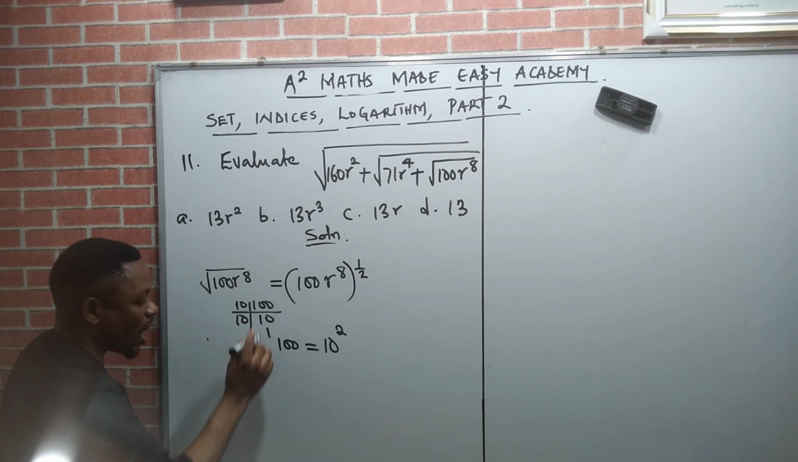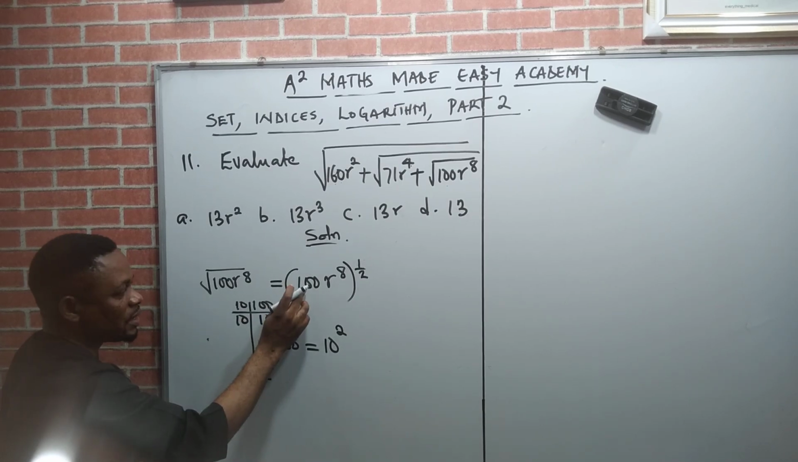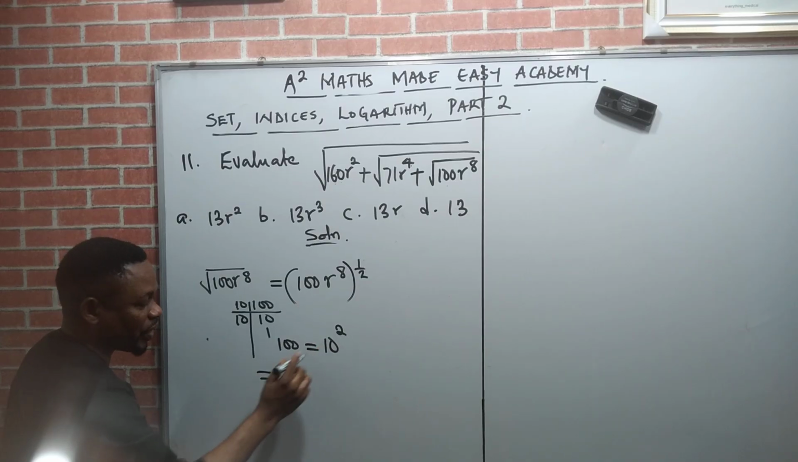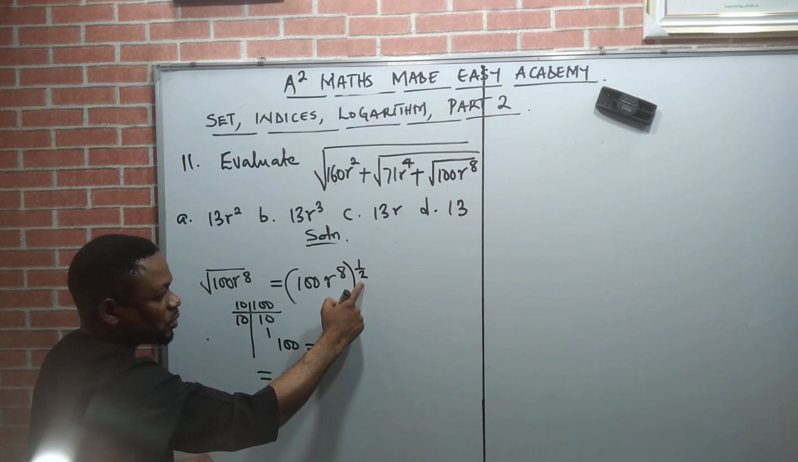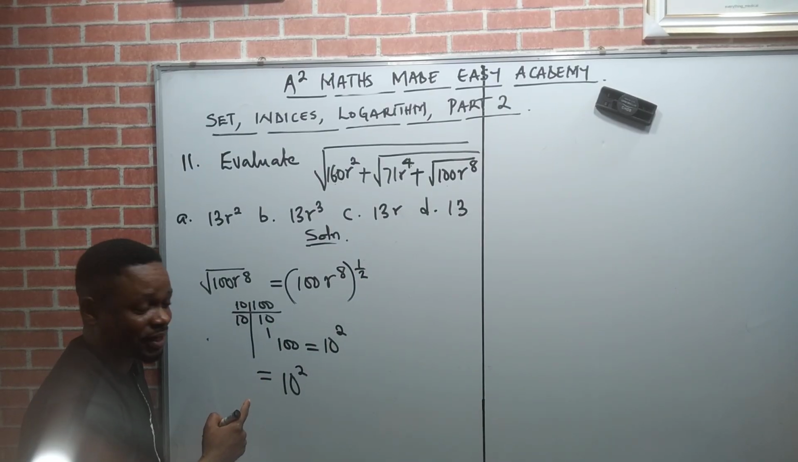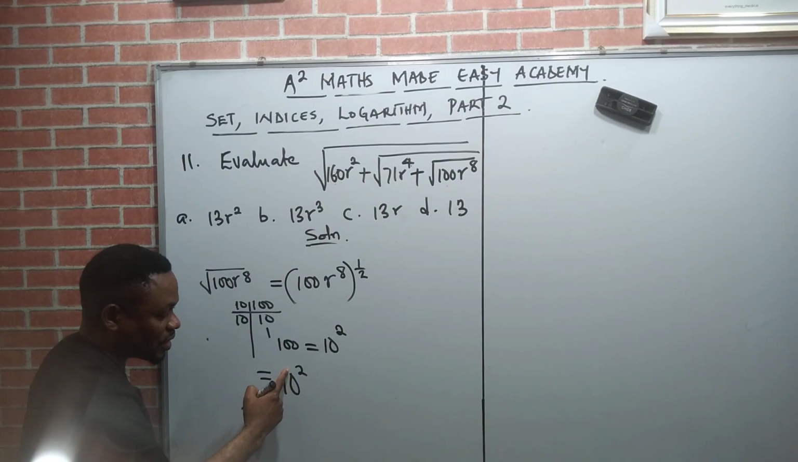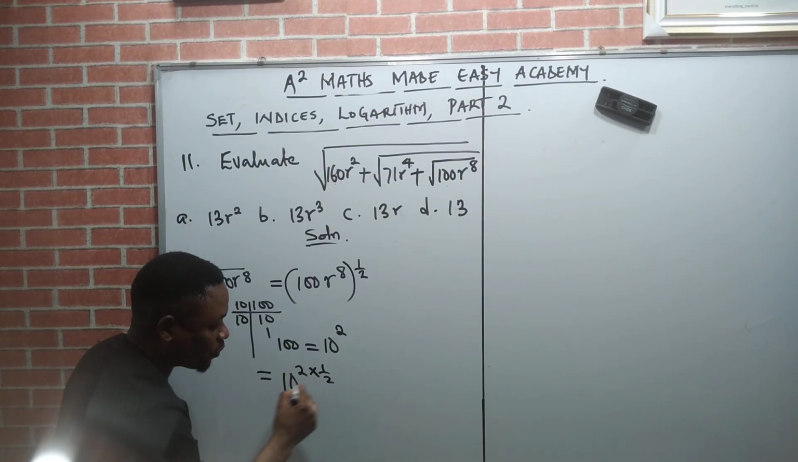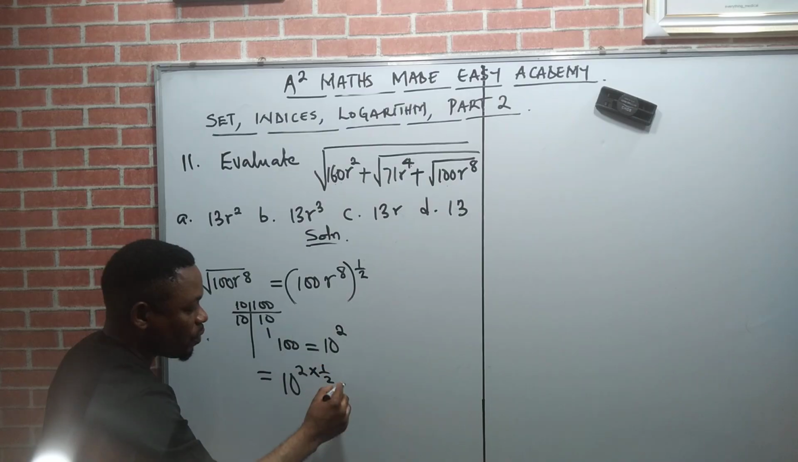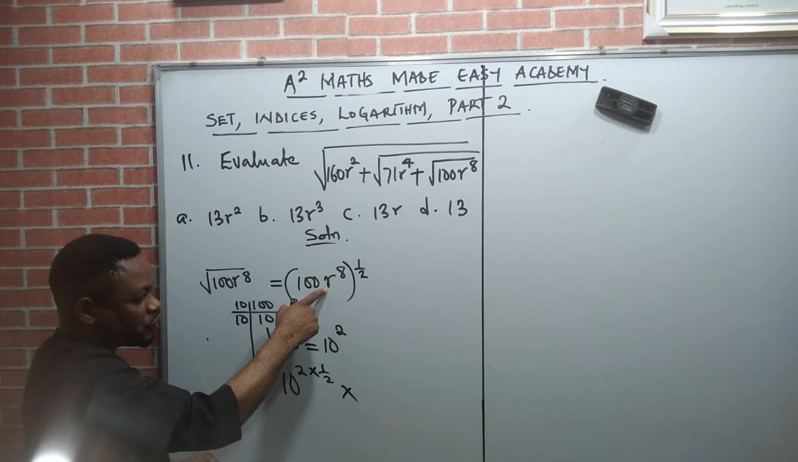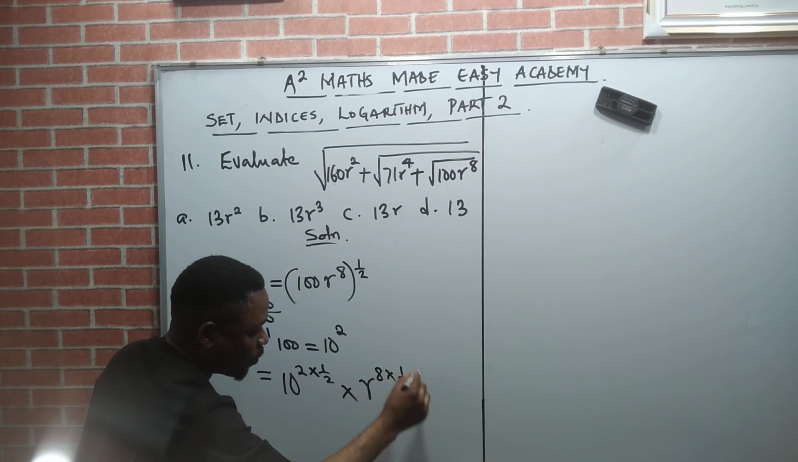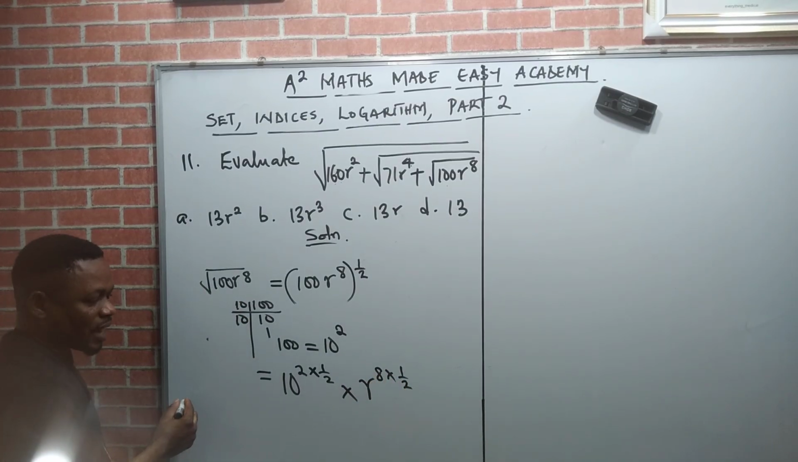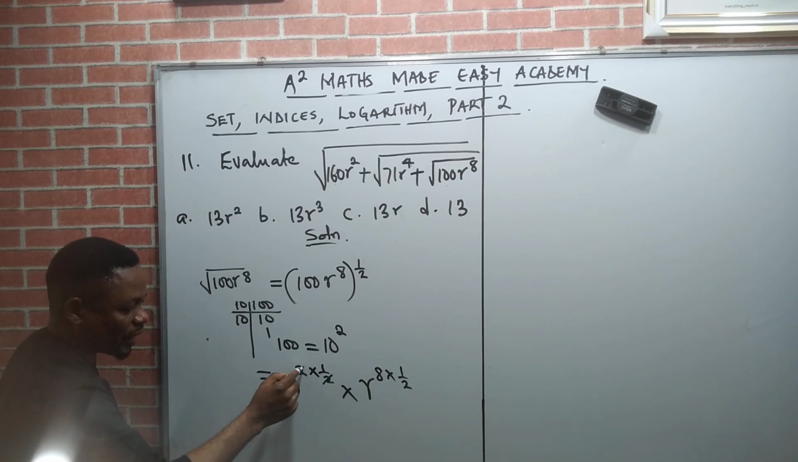So this is equal to 100, and 100 is 10 raised to power 2. Have it in mind that this 1 over 2 affects everything inside the bracket. So to dissolve this, I multiply the power by 1 over 2, and I'm done with 100. Then we move to r, which is r raised to power 8, multiplied by 1 over 2 also. Can you agree that the 2 down here cancels the 2 up here? So what remains is 10 raised to power 1.